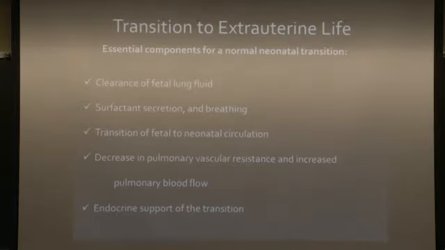The essential components for normal neonatal transition are clearance of the fetal lung fluid, surfactant secretion and breathing, and transition of fetal to neonatal circulation. There's a decrease in the pulmonary vascular resistance and an increase in pulmonary blood flow due to the cutting of the cord and the pressing of the fluid out of the lungs during birth. And of course, there's endocrine support for the transition.